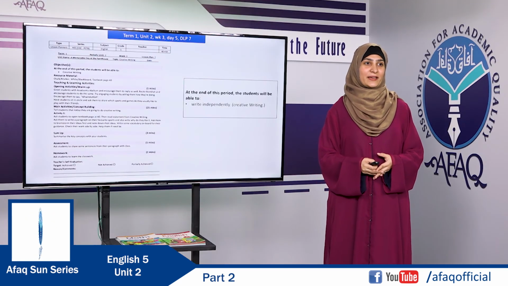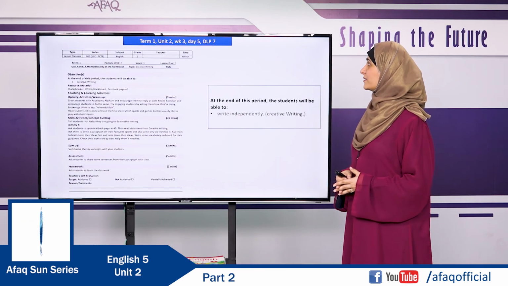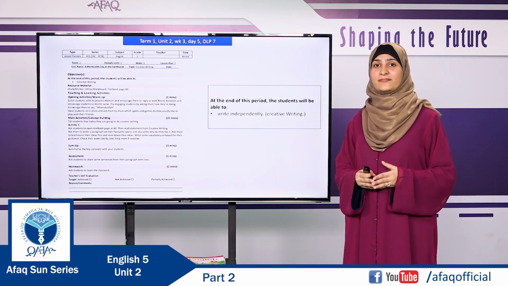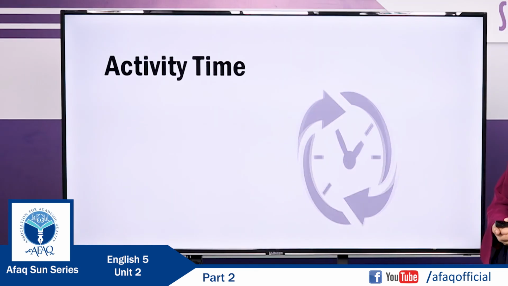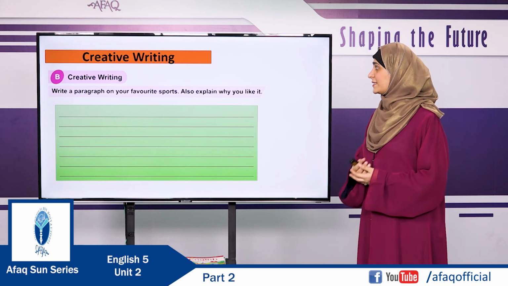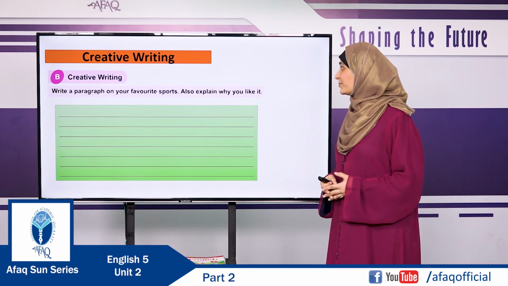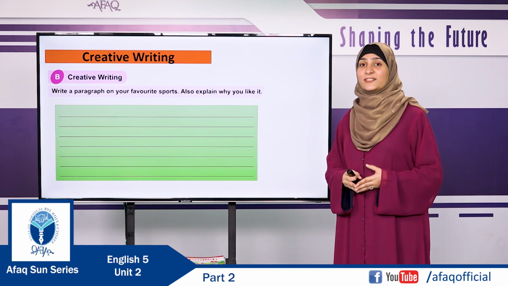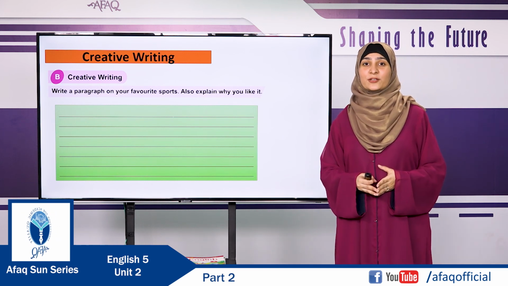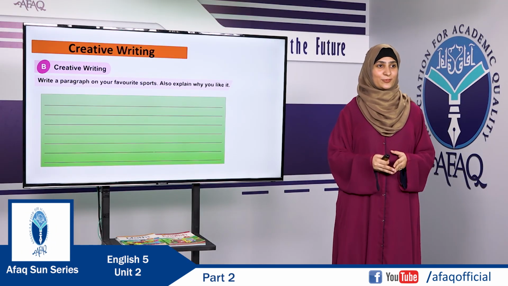Dear teachers and parents, we are heading towards our next lesson. This will cover the term 1 unit 2 week 3. This is day 5 and the DLP 7 is given to obtain the following learning objective. Let's start our today's activity. This activity is about writing something creative. You are going to write a paragraph on your favorite sport. Also explain why you like it, keeping in mind the rules of expressing liking and disliking. So get done with it quickly.